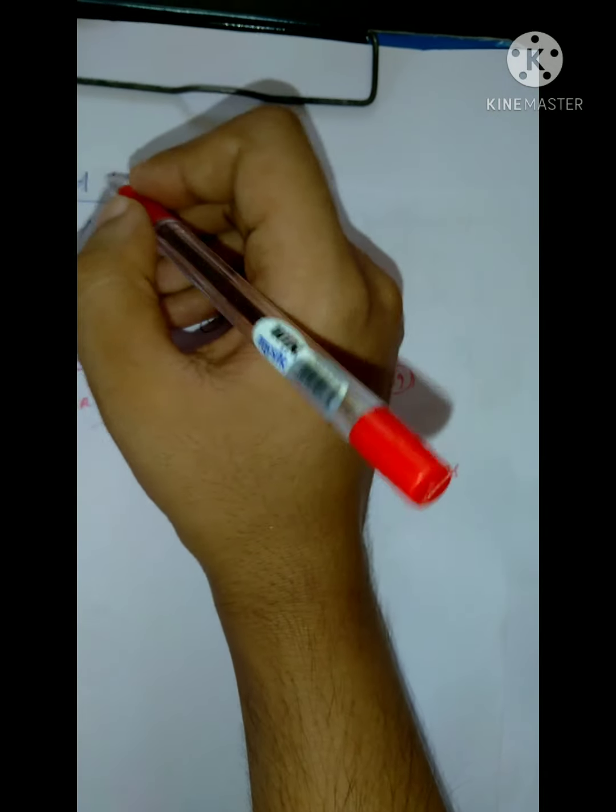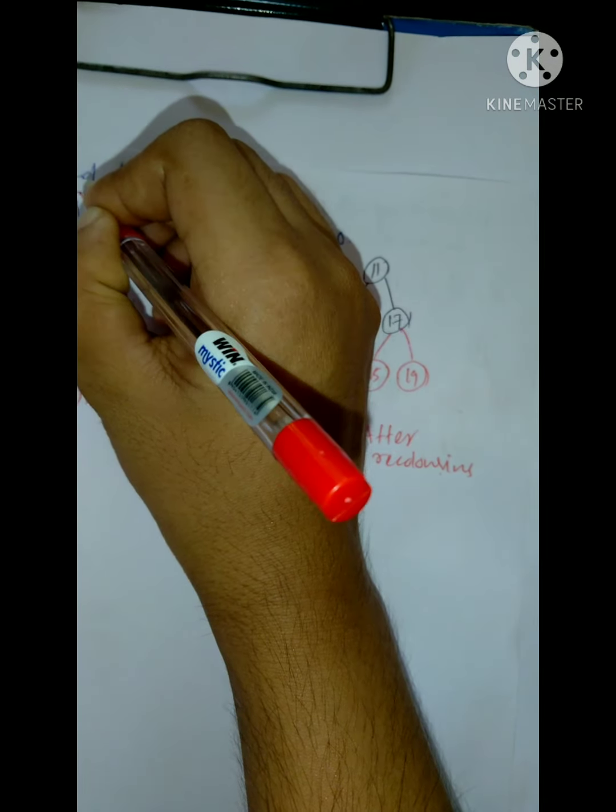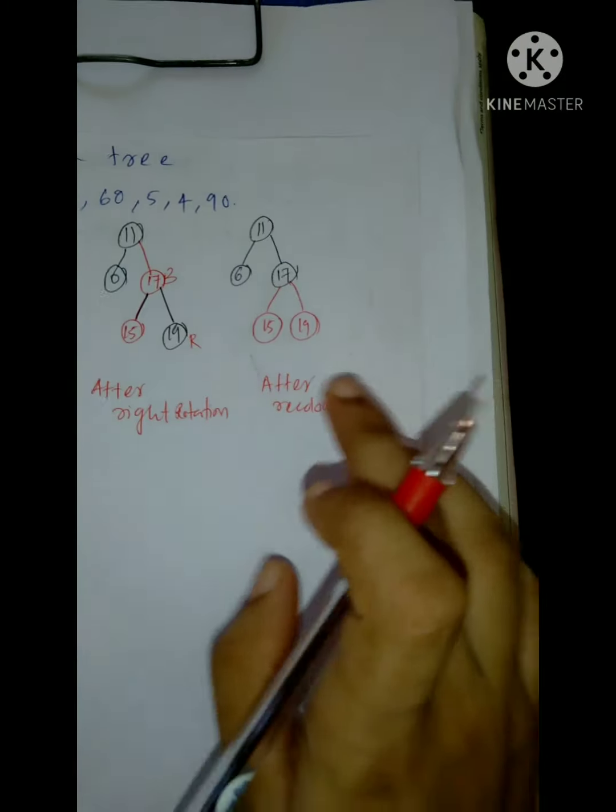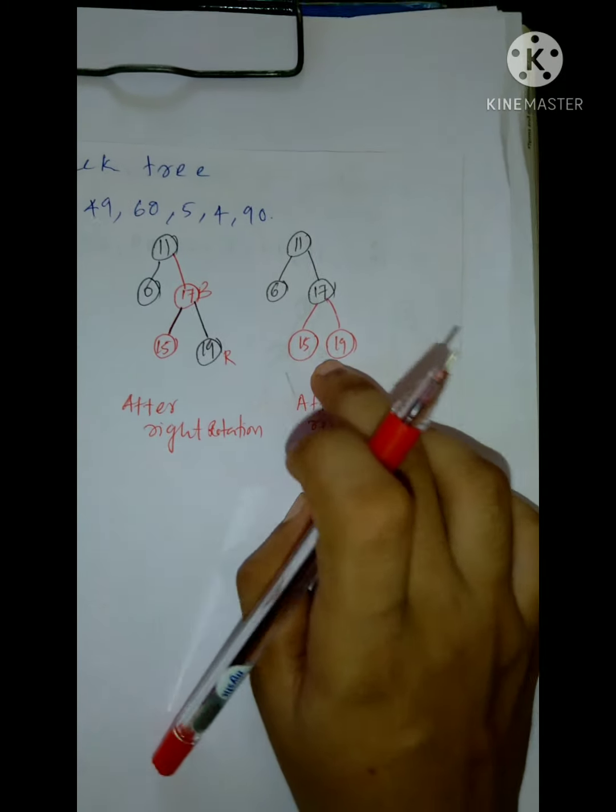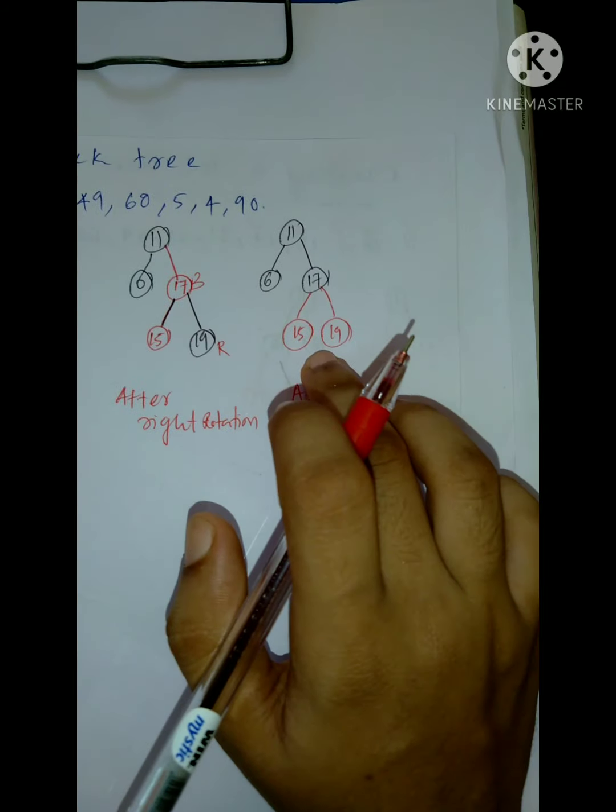Then we want to insert 31. Before going to the next one, we should check whether it is a red black tree or not.